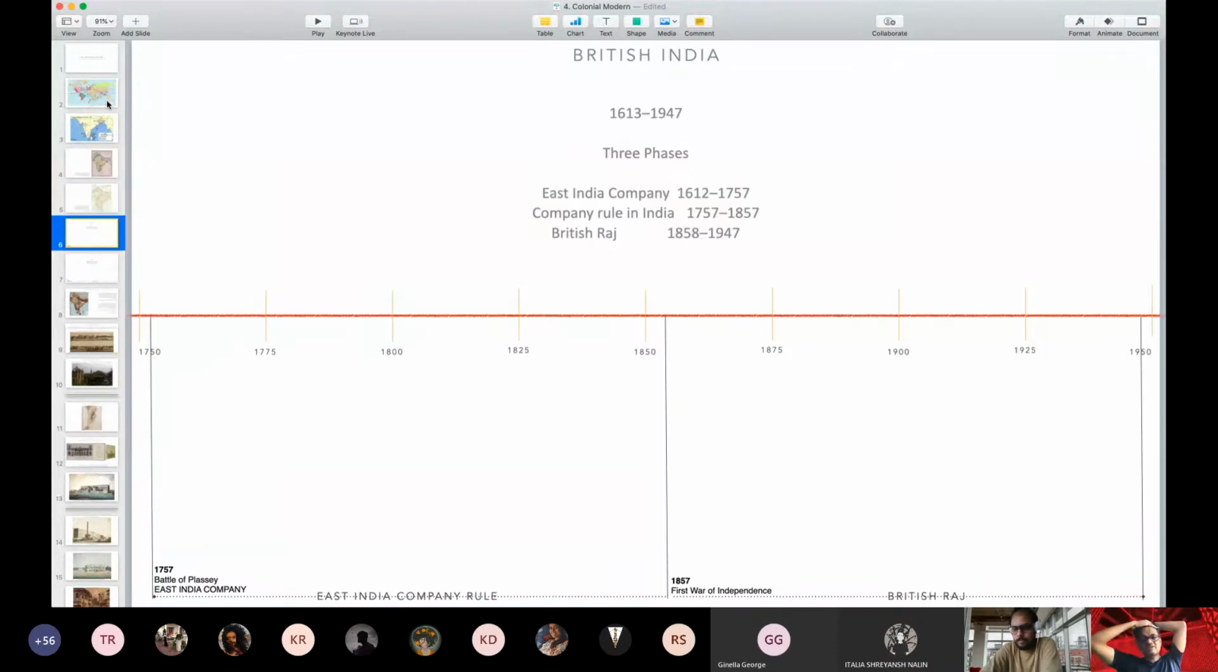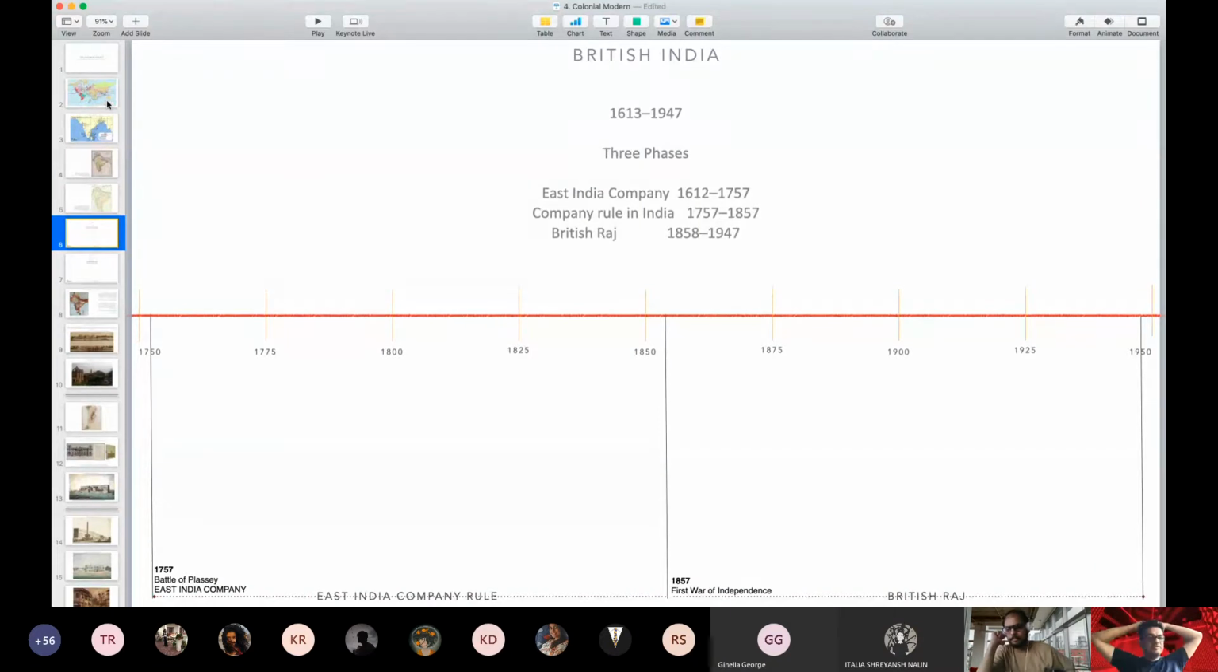What we've done for this presentation is we are going to look at the architecture that was created in British India over three phases. These are loose phases. The first is when the East India Company was primarily a trading company, but slowly had gained a place where they were exerting more and more influence upon the Nawabs and the Maharajas whom they controlled.